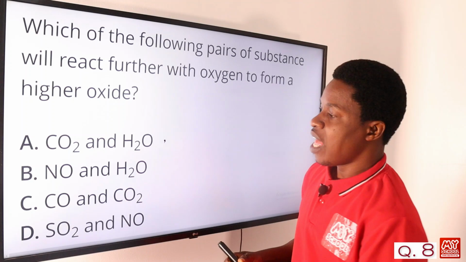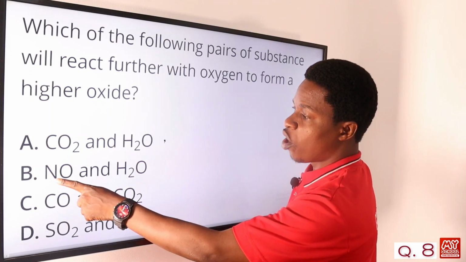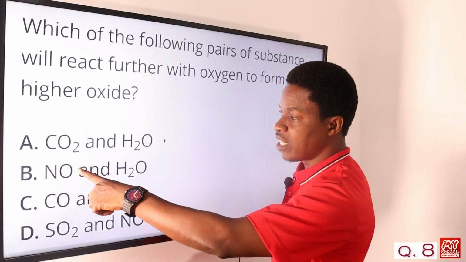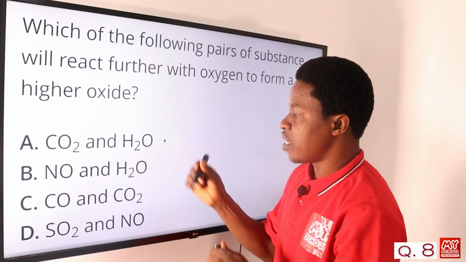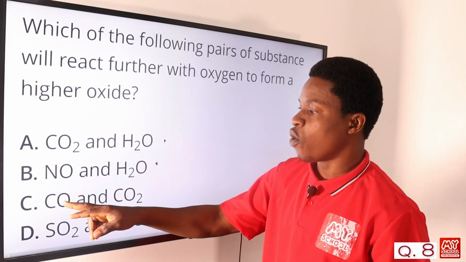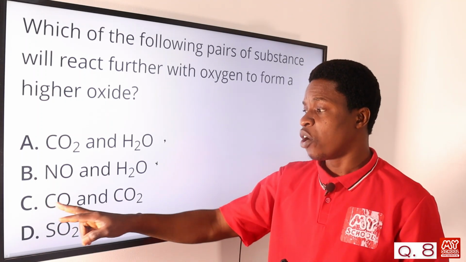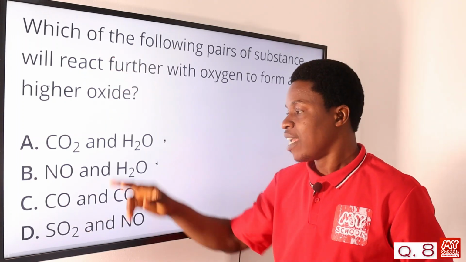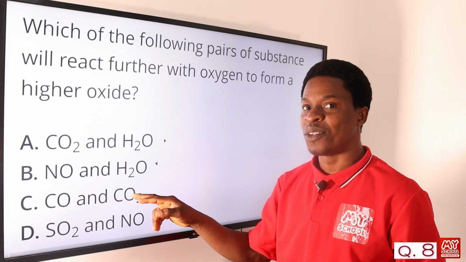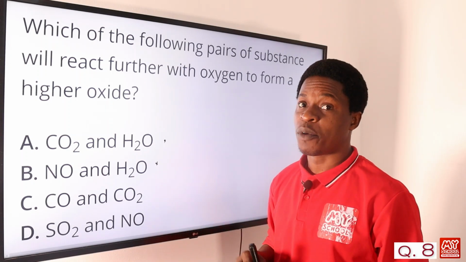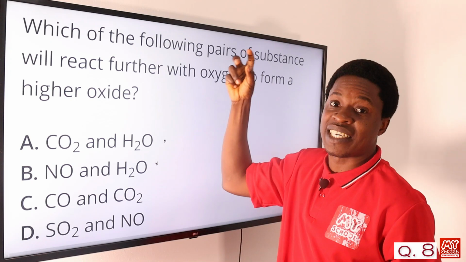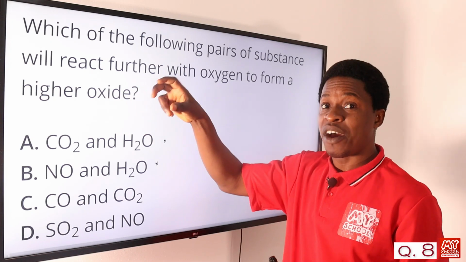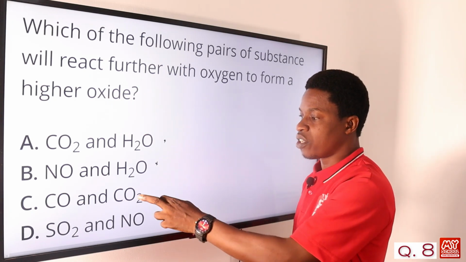So we have option B, NO and H2O. If you add oxygen to NO, of course you can have NO2, which is a higher oxide. But if you add oxygen to H2O, you cannot have that. So option B is also eliminated. Option C, CO and CO2. Yes, CO plus oxygen gives CO2, which is the higher oxide. But if you add oxygen to CO2, you can't have CO3. CO3 2 minus is a radical, not a compound and not a higher oxide. So this also is eliminated.